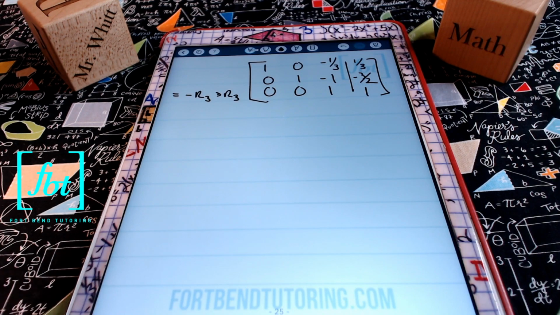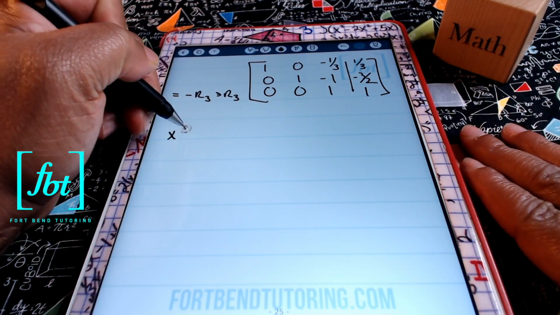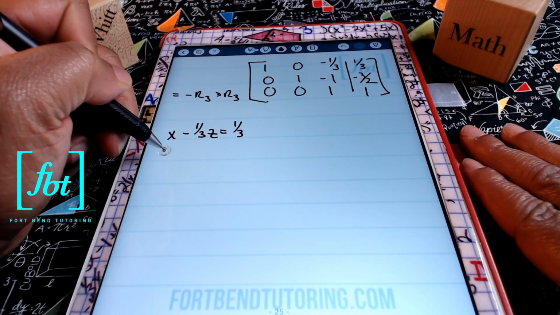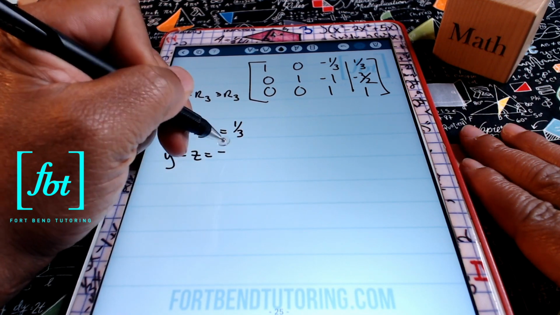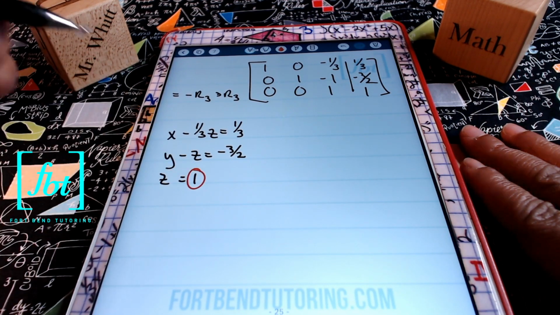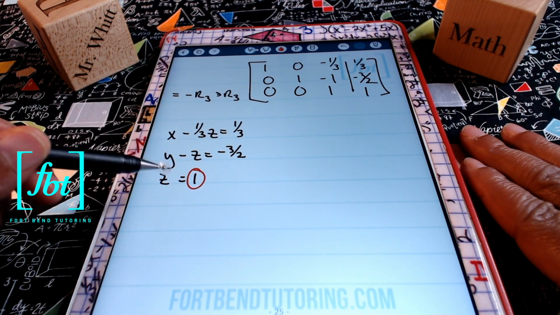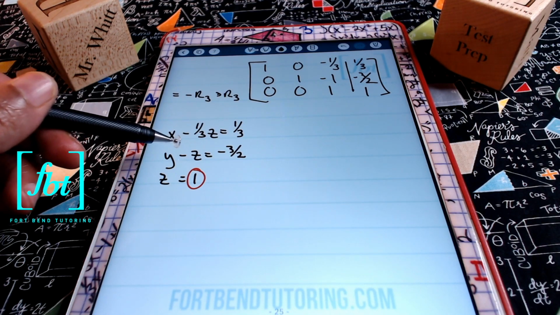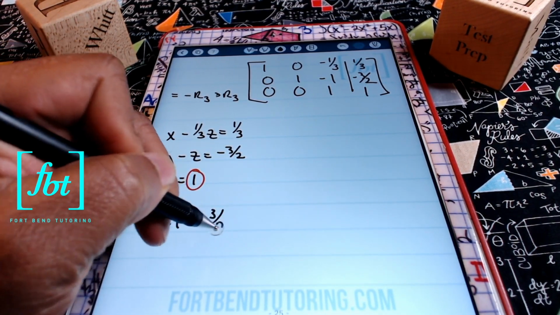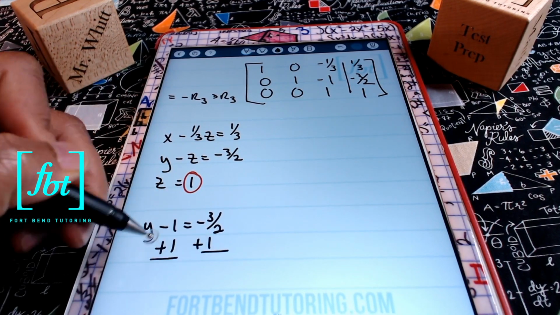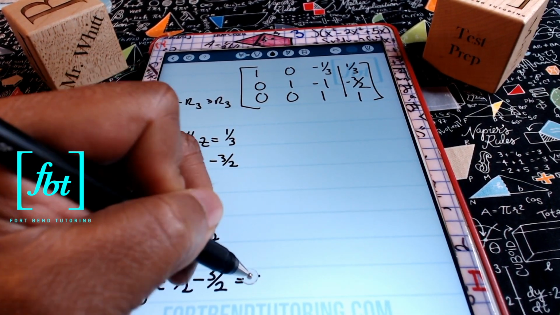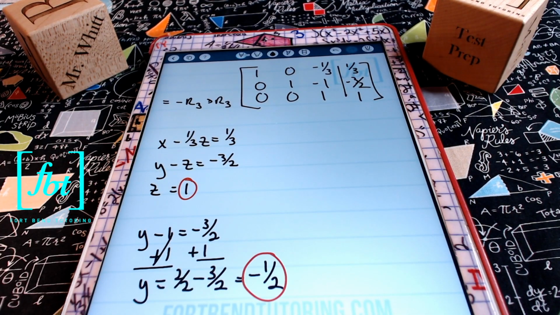And in back substituting, you'll end up writing your system as x minus 1/3 z equals 1/3. You'll also have for the next equation, y minus z equals negative 3/2. And for the third equation, z equals 1. So we already have one of the three values solved for, which means we'll be plugging in 1 for z in the previous equation. So I'll have y minus 1 equals negative 3/2. Adding 1 to both sides of the equation, you'll have y equals 2/2 minus 3/2, which gives you a result of negative 1/2. So negative 1/2 is our value for y.